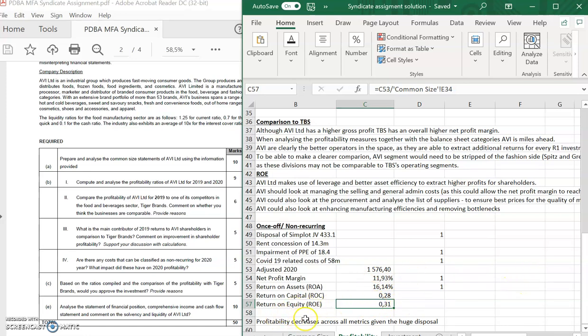Okay, the profitability decreases across all metrics given the huge disposal. So if you included the disposal, your profitability metrics actually decreased. But if you excluded the disposal, you could have also commented that your profitability increases, of course, across all metrics when you remove all these once-off costs.